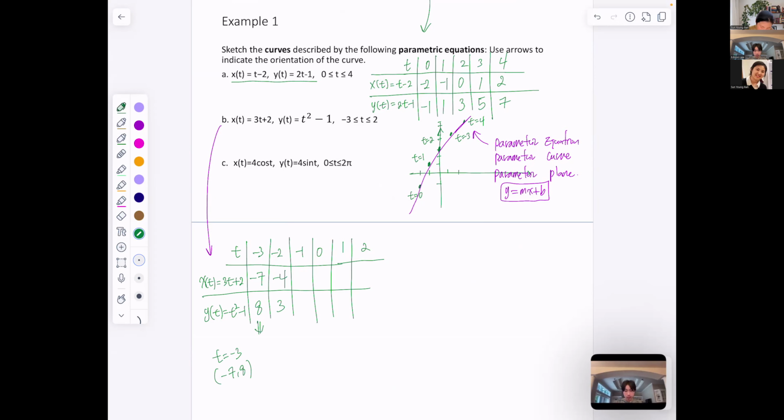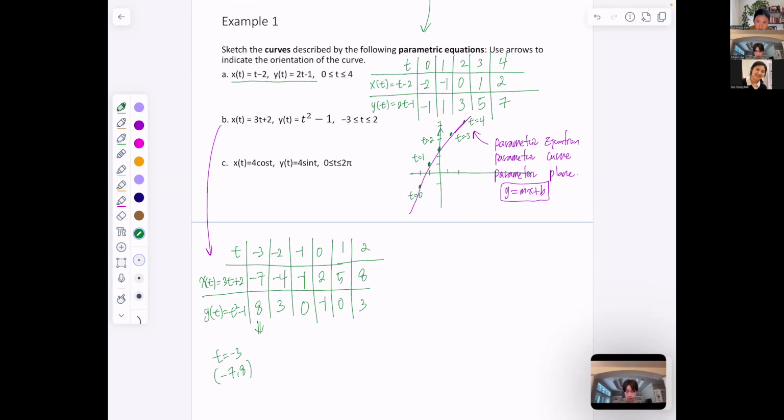Then -1: it should be 0. Please check my work. Am I correct? Okay, if I have a 0, this is going to be 2, and this is going to be -1. Keep on going. If I have a 1, it's 5 and 0. If I have a 2, it's going to be 8, and it's going to be 3.